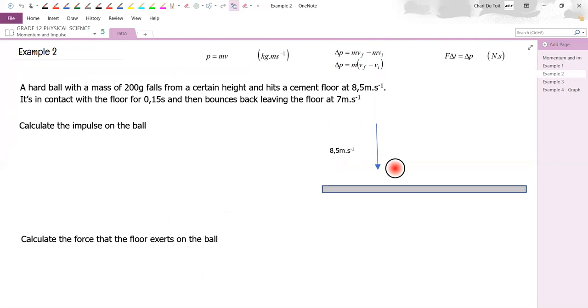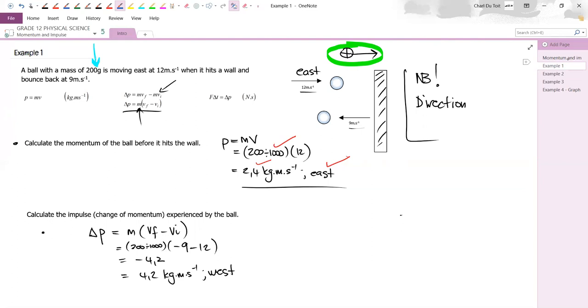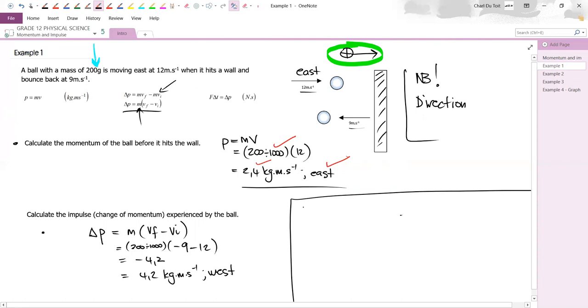Okay, very important. Now you must be awake. Oh, we've skipped something. Let's just go back to the previous example. I just want to introduce the other formula to you. So I'm going to make a third question. I want to know what is the force that the wall exerts on the ball.